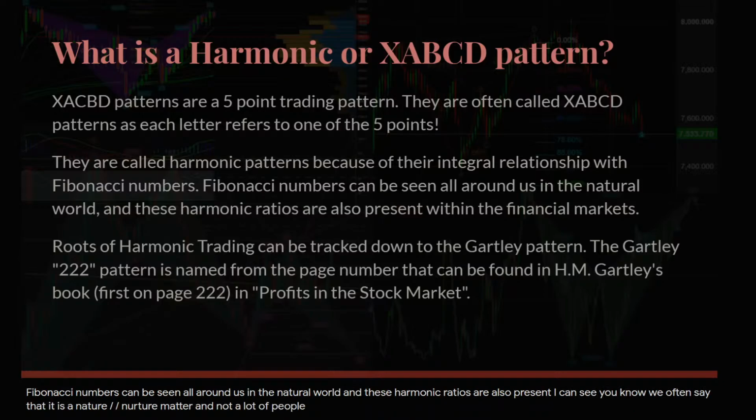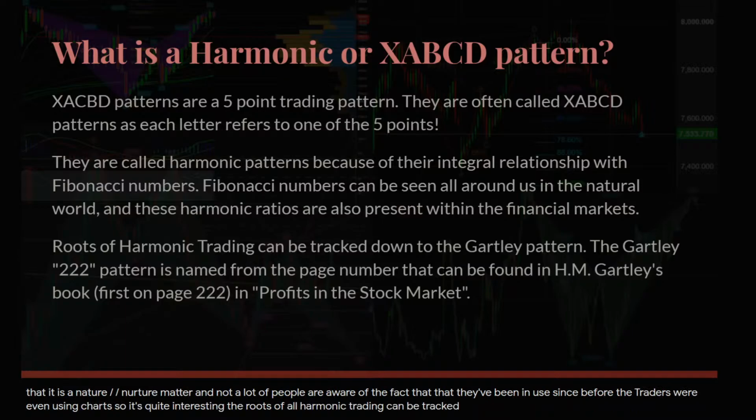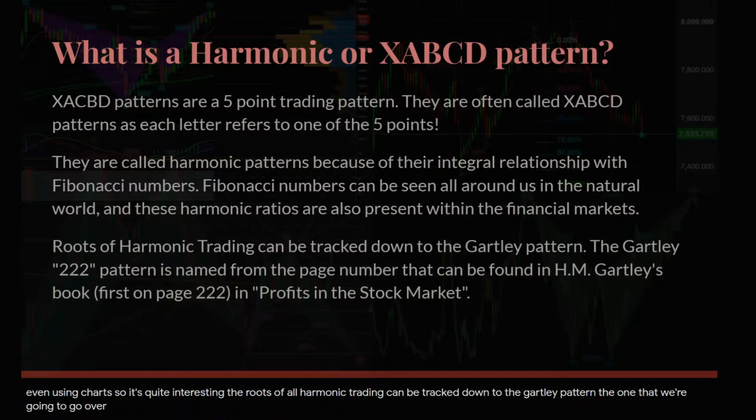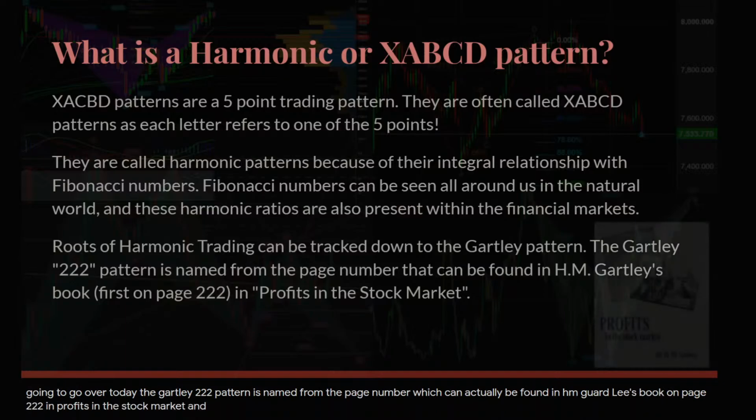Not a lot of people are aware of the fact that they've been in use since before the traders were even using charts. So quite interesting. The roots of all harmonic trading can be tracked down to the Gartley pattern, the one that we're going to go over today. The Gartley 222 pattern is named from the page number, which can actually be found in H.M. Gartley's book on page 222 in Profits in the Stock Market, and that's it on the bottom right there.